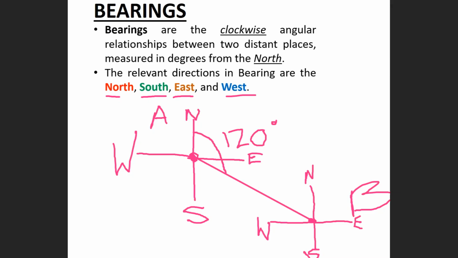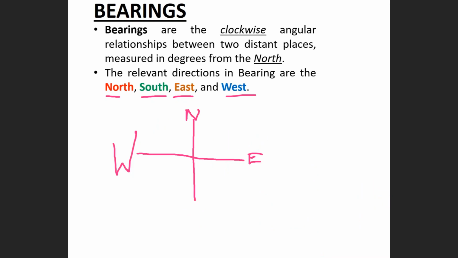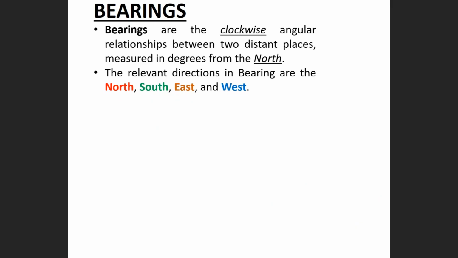Okay. So this is just a sketch of what we are about to embark on, but let me go back a little bit to basics. Let me go back to the basic moment. All right. So, like I said, bearing is a clockwise angular relationship between two places, measured in degrees from north. Relevant directions for bearing are the north, south, east, and the west, which I've shown you from the little illustration I've just done with my hands right there. So let me move on.